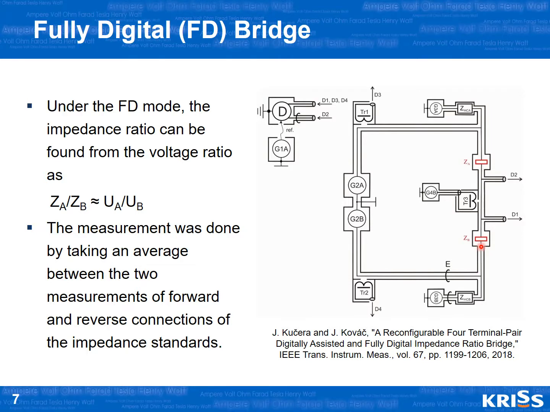main voltage sources. G3A and B inject the voltages for the high potential arm balance through Z high current A and B. G4B injects a voltage for the low potential arm balance. The injection voltages are applied through the injection transformers 1, 2, and 3 so that the bridge can fulfill the 4-terminal pair definition for the impedance measurements.